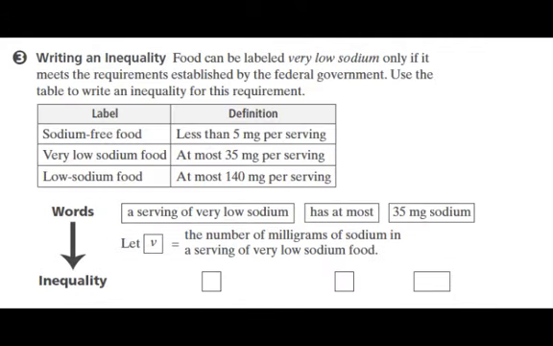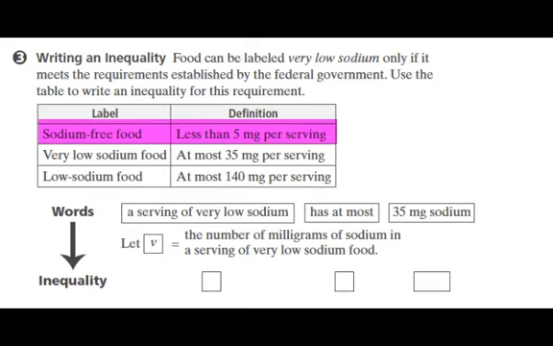Now let's take a look at a story problem. Food can be labeled very low sodium only if it meets the requirements established by the federal government. Use this table to write an inequality for this requirement. Let's take a look at the information in the table.